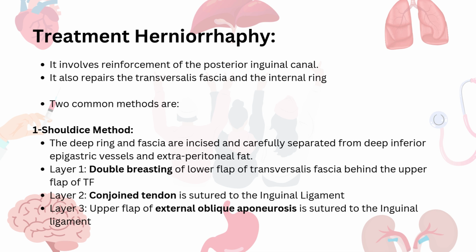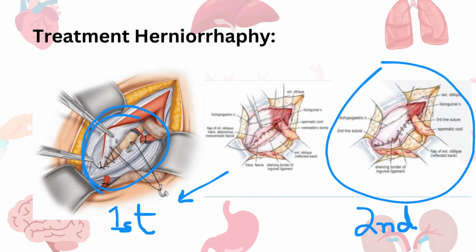There are two common methods which could be used in the hernioraphy or in the repair of indirect inguinal hernia in adults where you are using the mesh. That could be the Shouldice method. The Shouldice method is when the deep ring and fascia are incised carefully. They are separated from the deep inferior epigastric vessels and extraperitoneal fat.